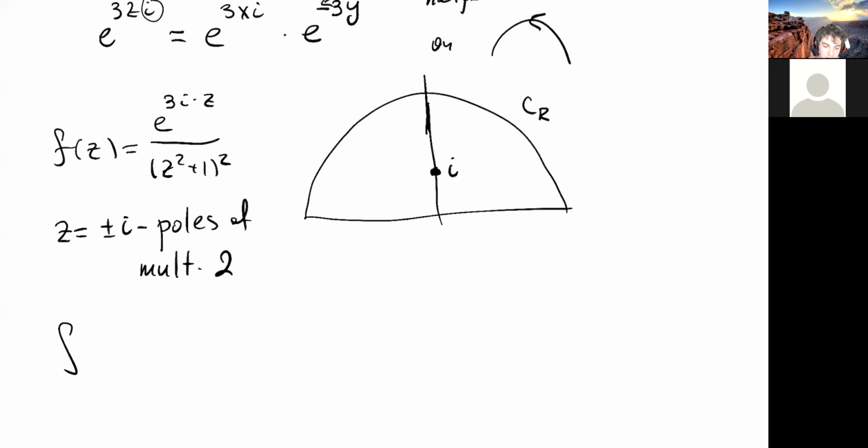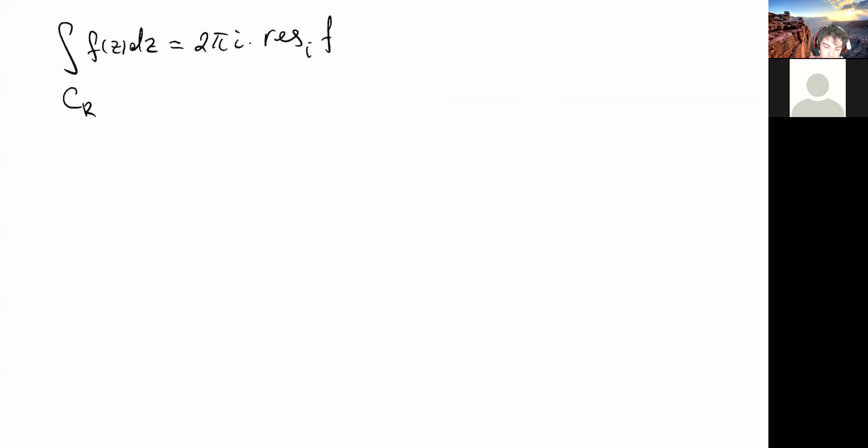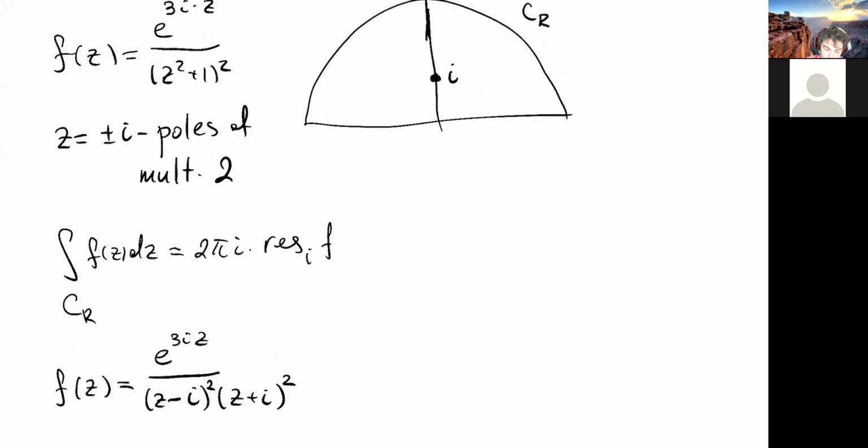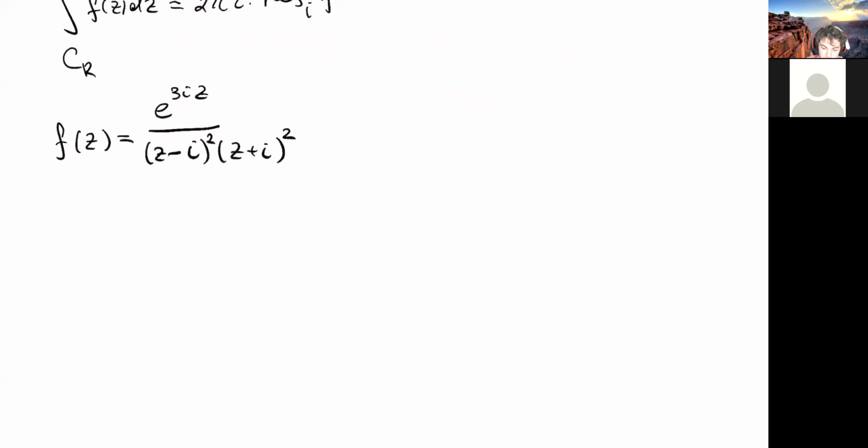And so we know that the integral of f of z dz over this contour is equal to 2 pi i times the residue of f at i. So let's find this residue. I'll rewrite f of z like this. I'll factor the denominator. So z squared plus 1 is z minus i times z plus i. And I need to square both, because we have z squared plus 1, squared. So we square both. And I'm interested in the residue at i.